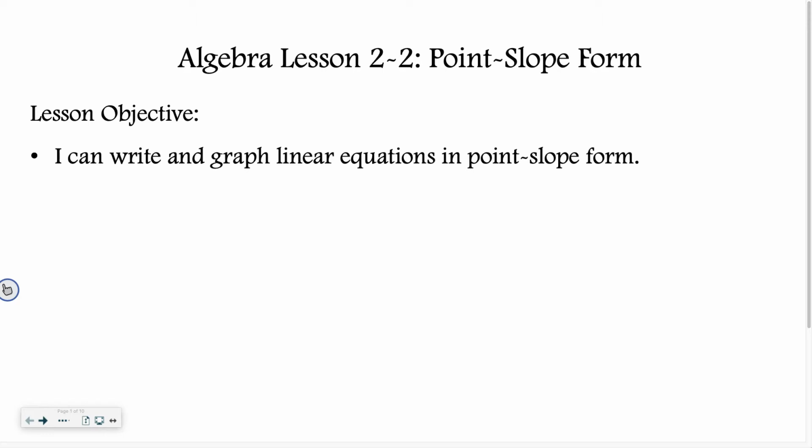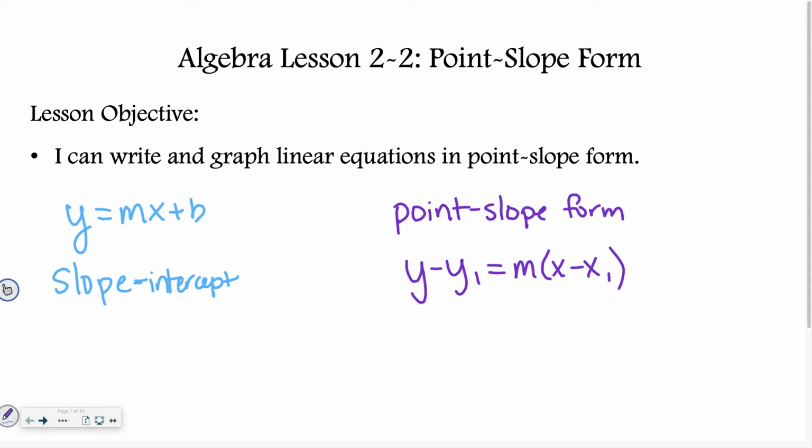So let's quickly review. Yesterday we talked about slope-intercept form, which was our y equals mx plus b. Now today, we are going to talk about point-slope form. So our point-slope form is y minus y1 equals m times the quantity of x minus x1.